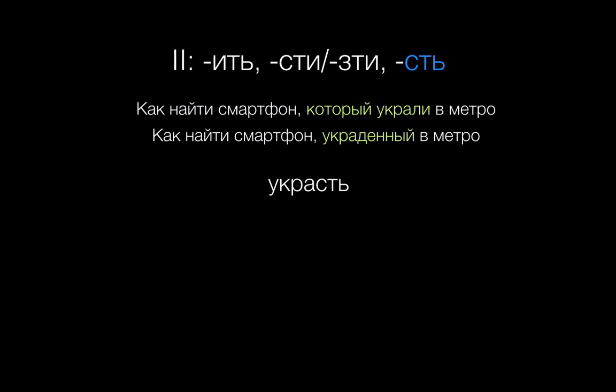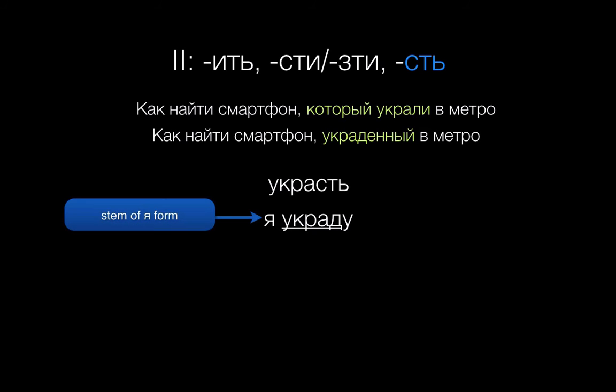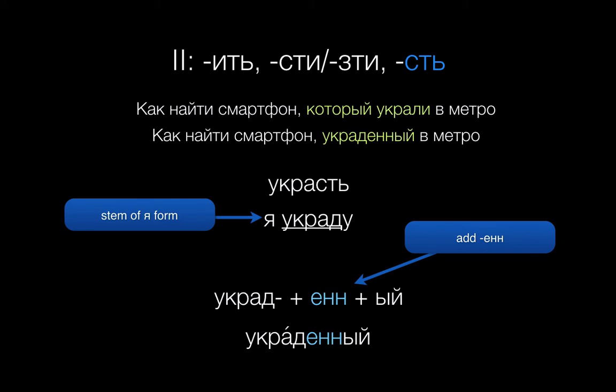Now finally, let's look at украсть, to steal. Как найти смартфон, украденный в метро? Just like before, we'll start with the stem of the я form, я украду. But now if the infinitive ends in -сть, we're actually not concerned with the stress of the ты form. We can just add -ен to get украденный, stolen.